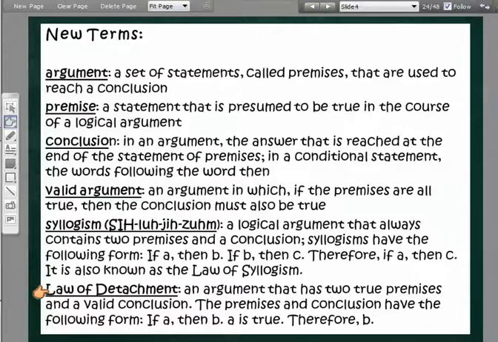The law of detachment: an argument that has two true premises and a valid conclusion. The premises and conclusion have the following form. If A, then B. A is true, therefore B. B is also true is what they're saying.